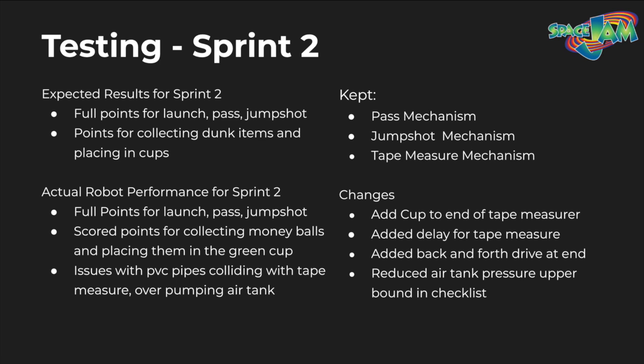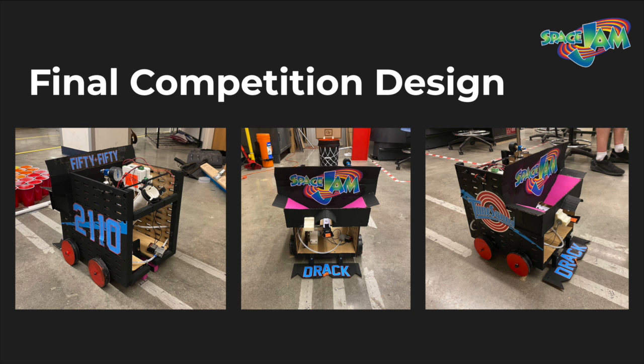To counteract this going forward, we added a little cardboard roof over the ramp to protect it from any pipes, as well as having the tape measure deploy later than we had initially. We also added a back and forth drive at the end to ensure the pipes were out of the way. Finally, we added a cup to the front of the tape measure to collect the first stock item for later dunking. These decisions led to our final competition robot, and now I'm going to pass it over to Canute, who is going to tell you about how the robot was fabricated and how it functions.